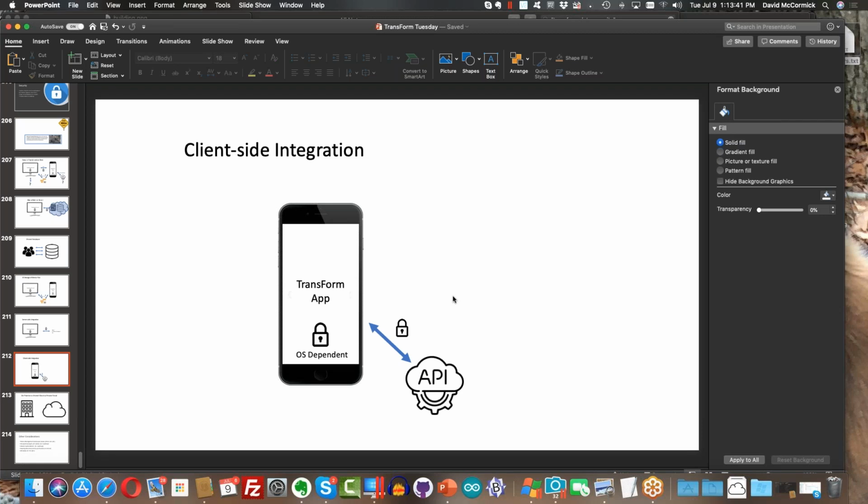But keep in mind that when you're using an API, you are transmitting data from the TransForm app out into that API. Again, we can wrap this up with TLS security. However, just keep in mind that the API on the other side, whether you've created it or someone's created it for you, also needs to be secure.